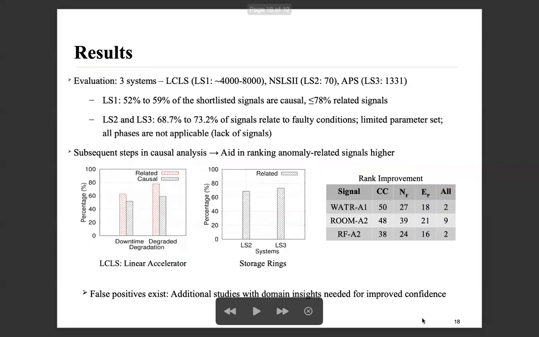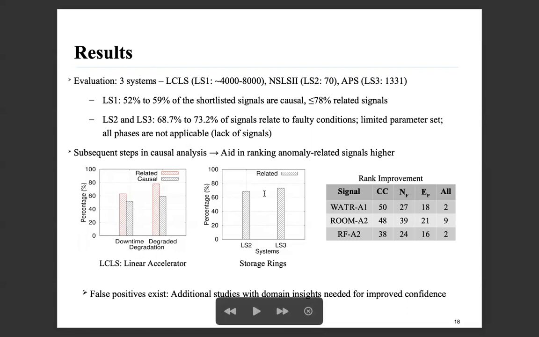We assess causality across three systems, all of which are particle accelerators. However, they are not exactly identical in terms of their overall structure and functioning. For LCLS or LS1, we have 52 to 59% of the shortlisted signals as causal. No more than 78% signals are related. So related signals include causal signals along with other signals that may be affected by the cause or that may be in close spatial locality with the cause.